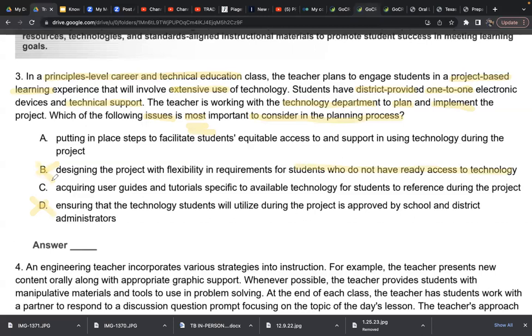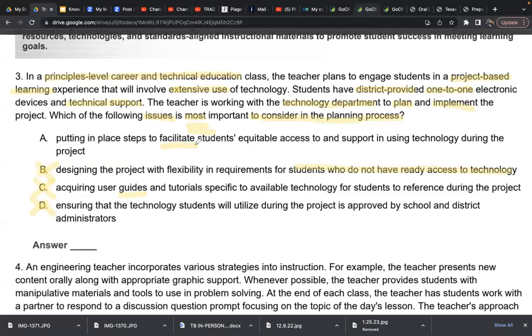See, wait, you're going to have technical support there. Do you think principal-level students are going to be able to do this just with the user guides? I think they're going to be like, oh yeah, just read the user guides and you'll be fine, guys. Go figure it out yourself. No.